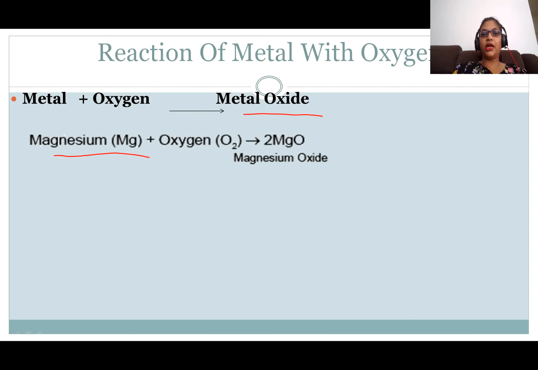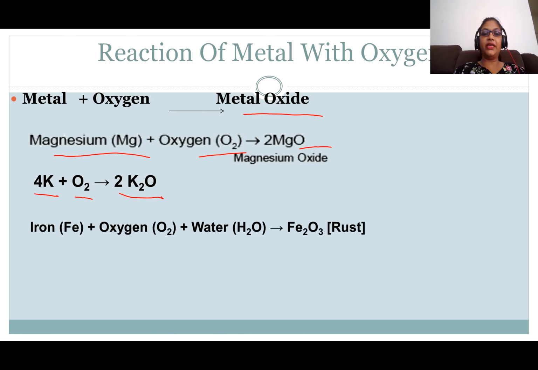When magnesium reacts with oxygen, it forms magnesium oxide. Potassium reacts with oxygen, it forms potassium oxide. And the formula of potassium oxide is K2O, and you always have to write the balanced equation.